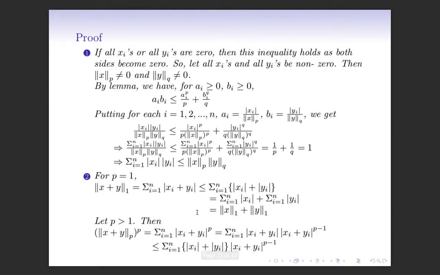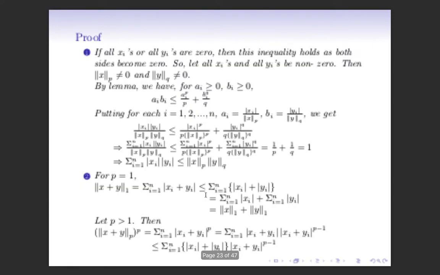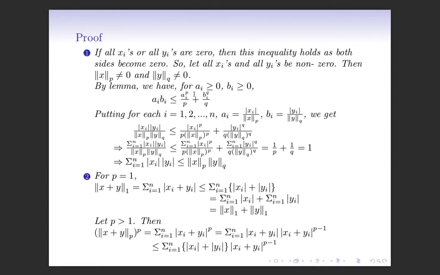we assume that not all xi's and not all yi's are zero. Then norm p of x is not equal to 0. Here at least one of the xi's is not equal to 0, and so norm p of x is not equal to 0, because at least one of the terms is non-zero. And similarly norm q of y is not equal to 0.